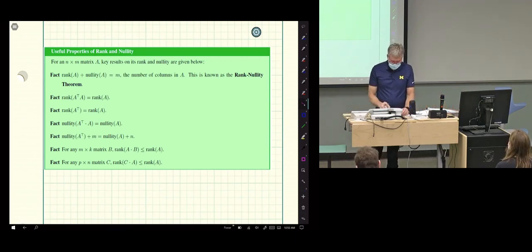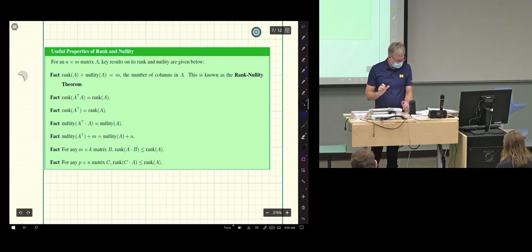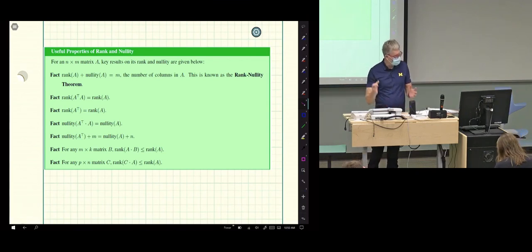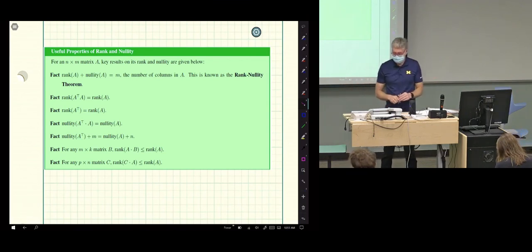And Monday we'll start with this again, and then we'll start on orthogonal vectors, geometry, and things like that.